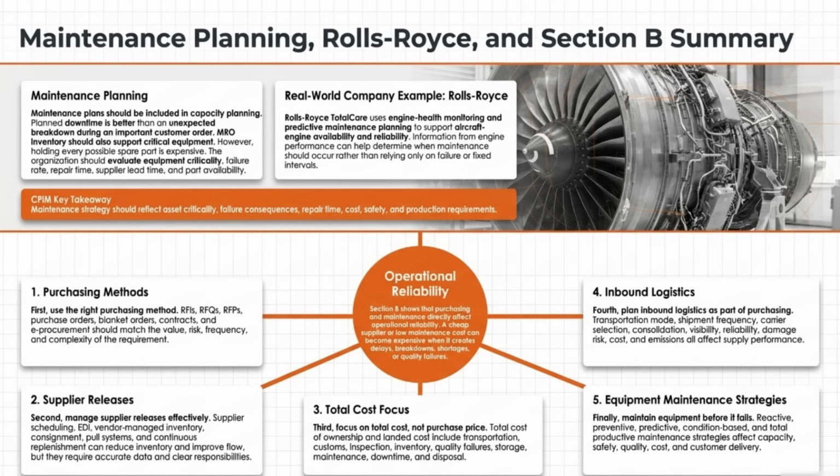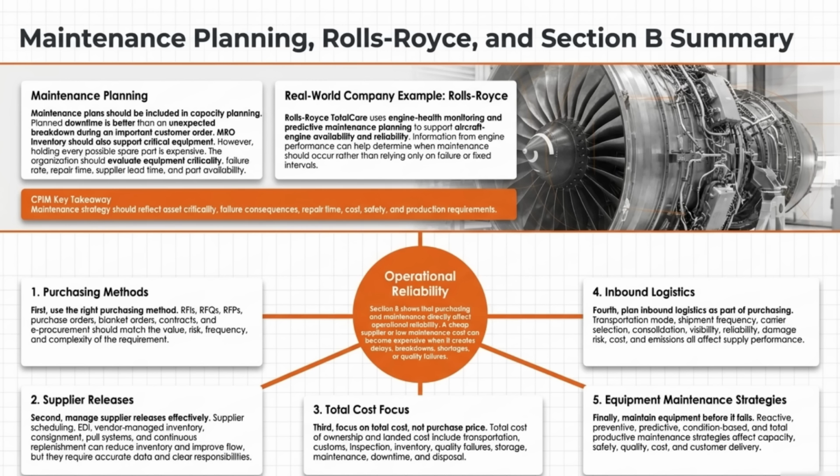Real-world company example: Rolls-Royce. Rolls-Royce's Total Care uses engine health monitoring and predictive maintenance planning to support aircraft engine availability and reliability. Information from engine performance can help determine when maintenance should occur rather than relying only on failure or fixed intervals. CPIM Key Takeaway. Maintenance strategy should reflect asset criticality, failure consequences, repair time, cost, safety, and production requirements.